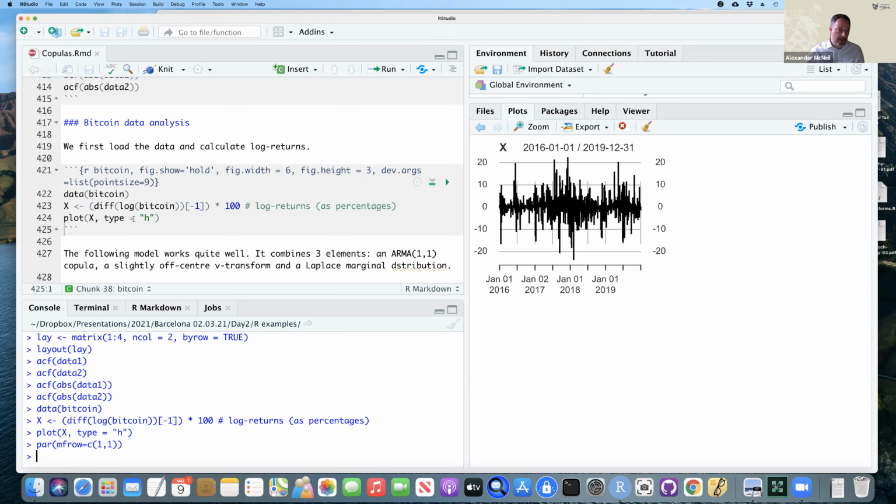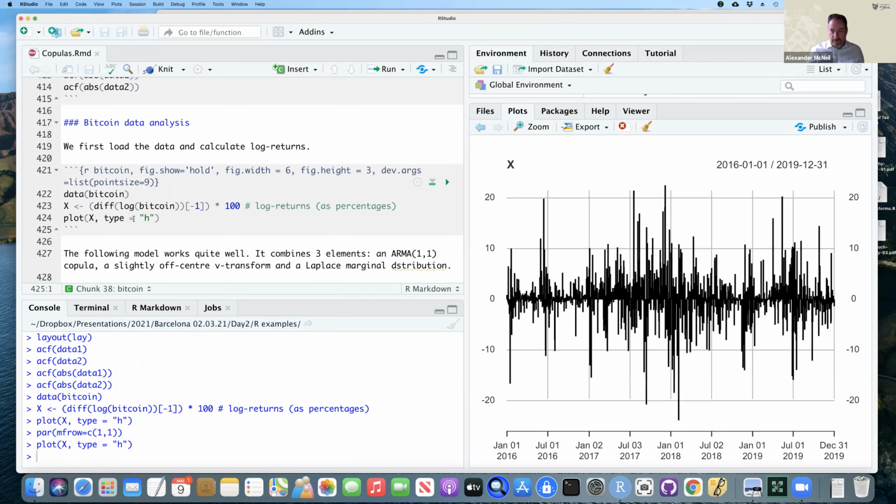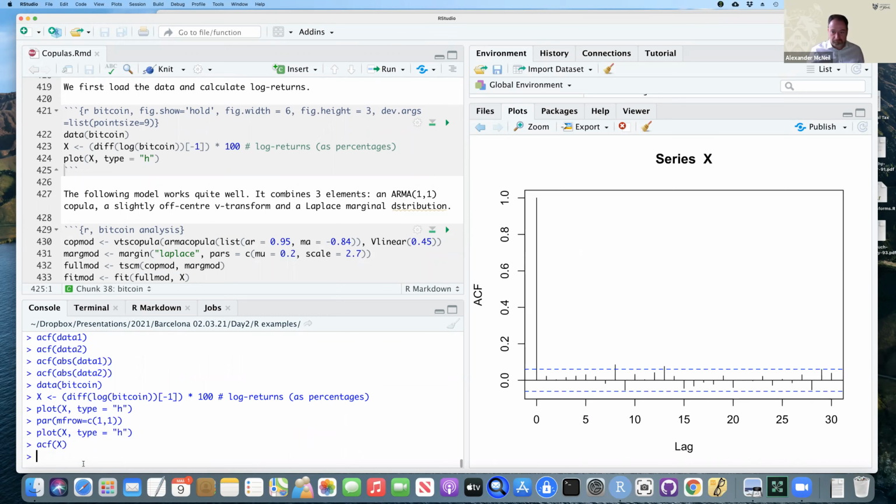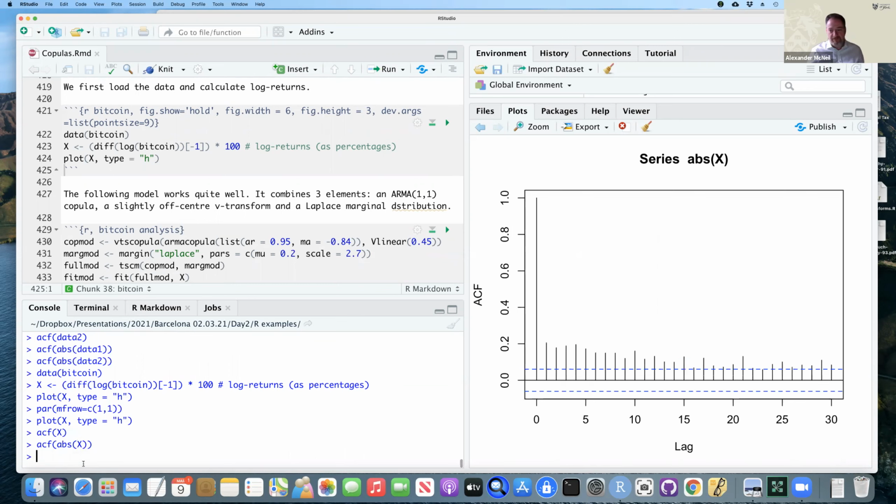So I take Bitcoin, and that's Bitcoin. If I show you the ACF of Bitcoin, you don't see very much. It's real data, but you don't see much serial correlation. But if I show you the absolute values and take the ACF, you see correlation. So it's just like the processes that I've created.